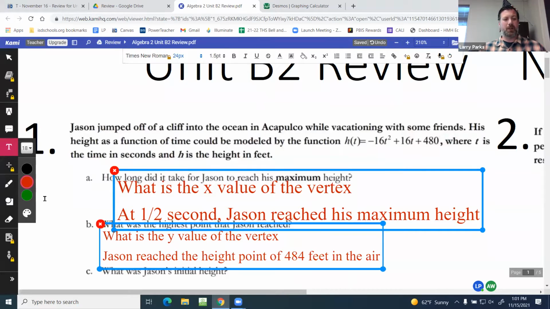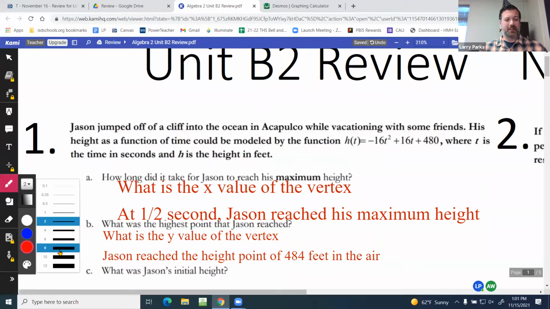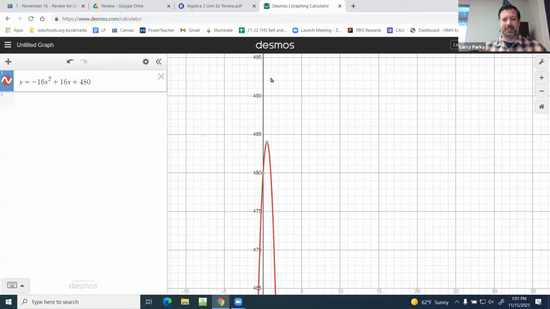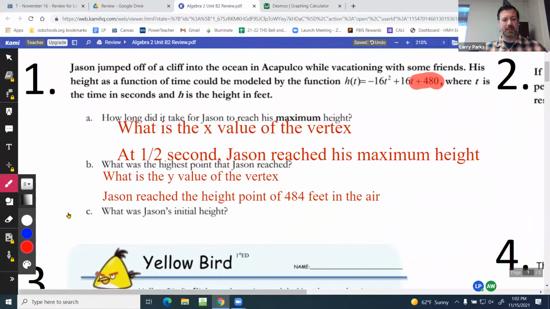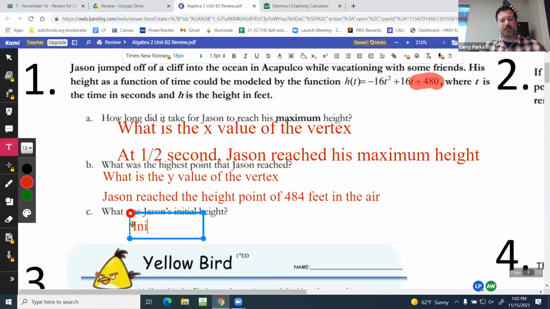Then the question is, what was Jason's initial height? Not maximum, initial, like where did he start? And you can actually get that from this number here, 480. Or you could get it from the y-intercept, which is 480. So Jason's standing here initially, he jumps up, half a second later he reaches his maximum height, and then he falls. So I would say, Jason's initial height was 480 feet.